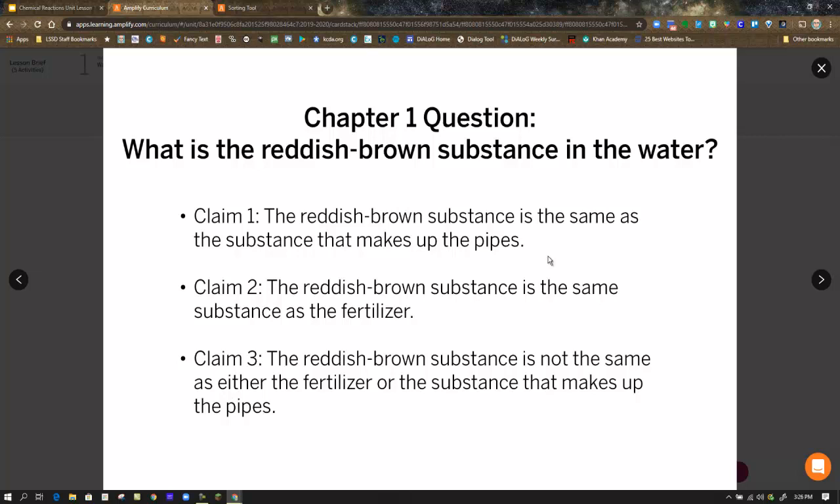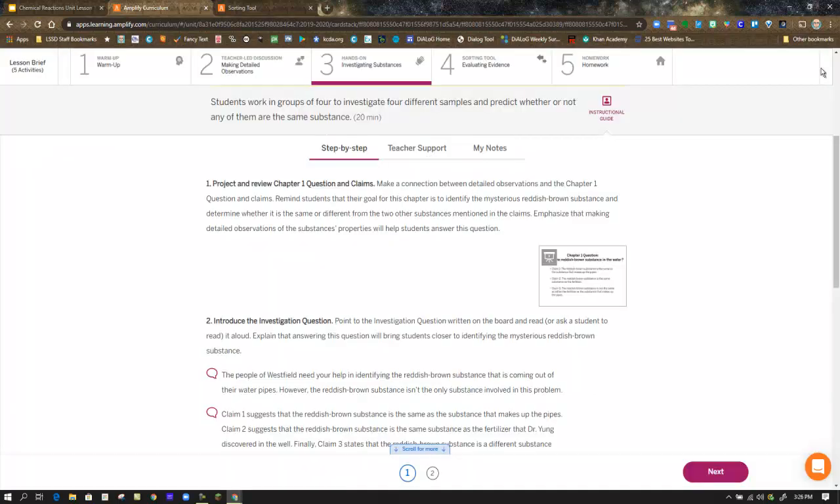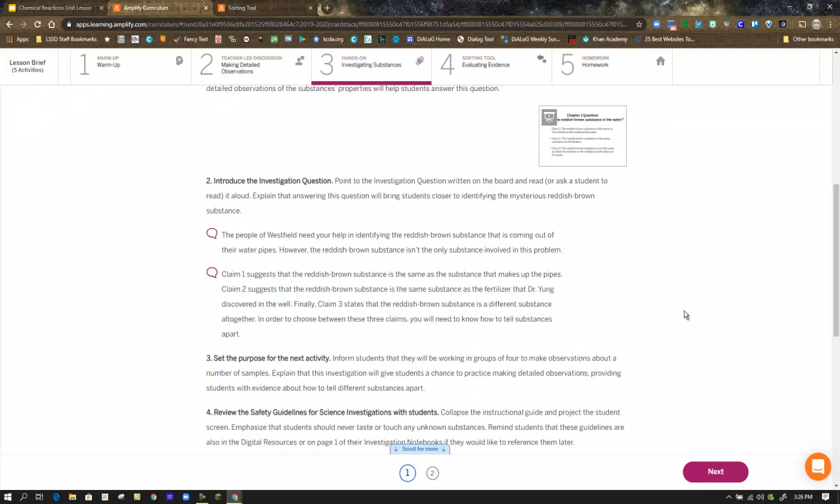As you examine the substances in the video, the samples, you are going to gather evidence and try to decide which of these 3 claims is best supported by that evidence, and also keeping in mind the evidence criterion and what is stronger evidence than others. And we're reminded here that the people of Westfield need your help in identifying the reddish-brown substances coming out of their water pipes.